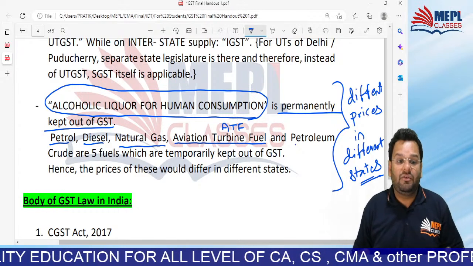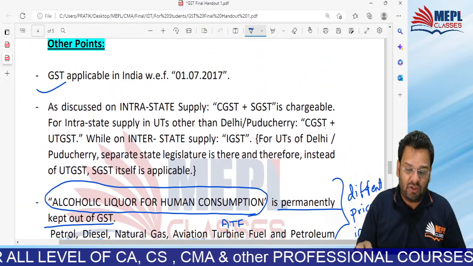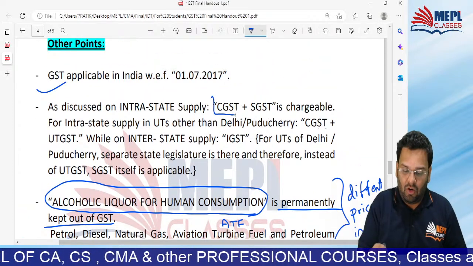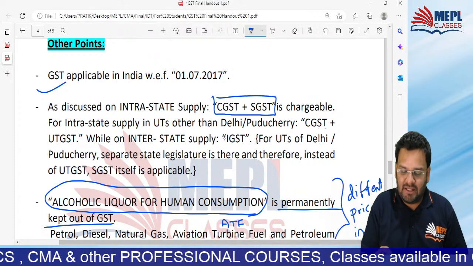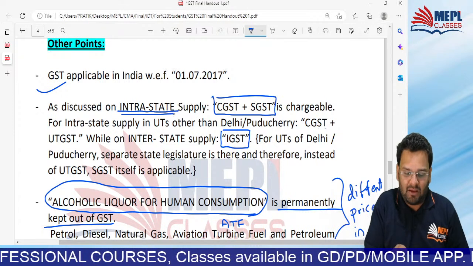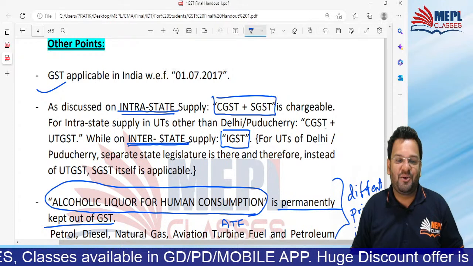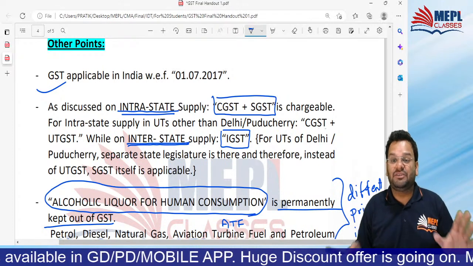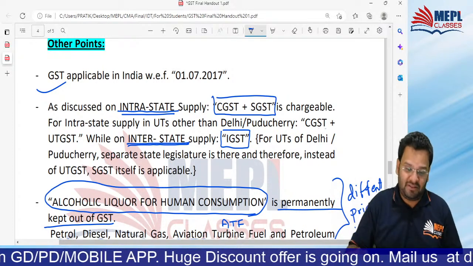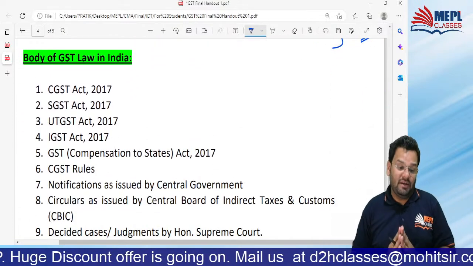So yesterday we also discussed that whether to charge CGST or SGST, or whether to charge IGST, depends on whether it is intrastate supply or interstate supply. We discussed that very well yesterday with examples. So that is what I wanted to discuss till this point.